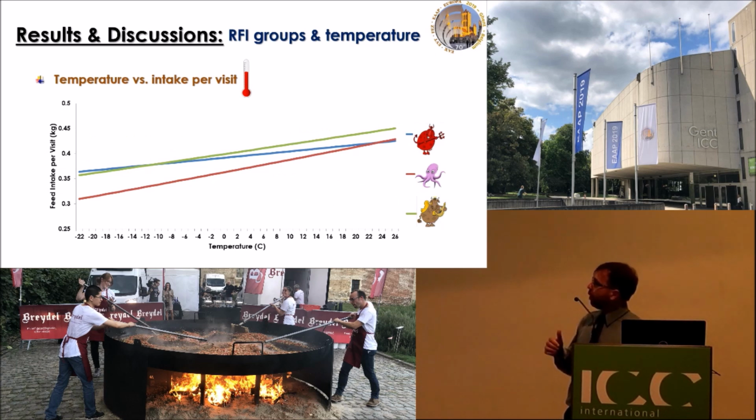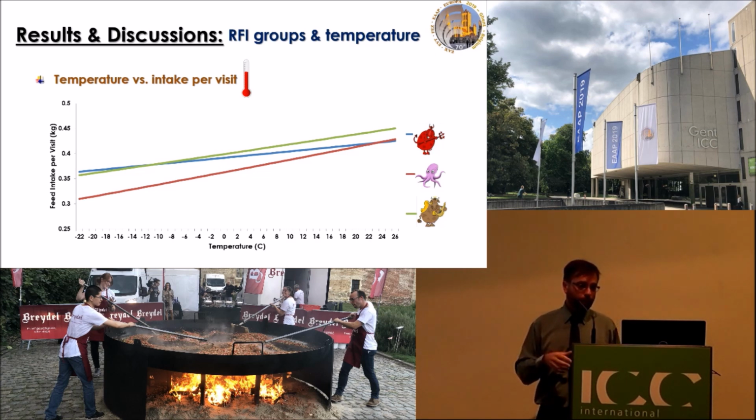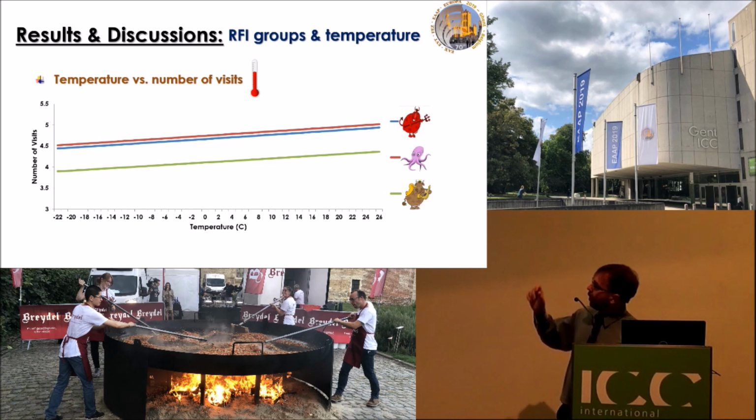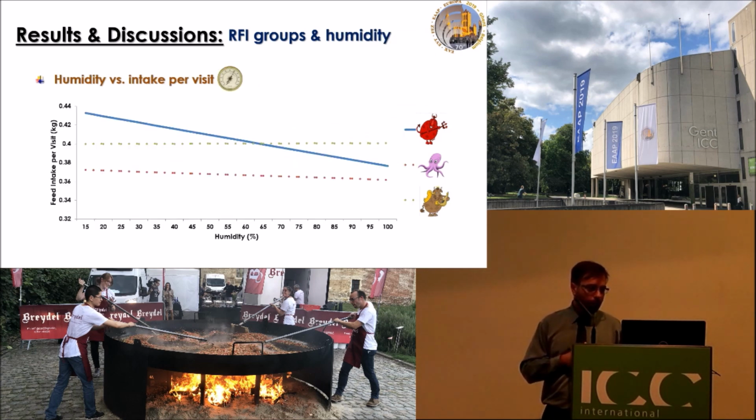And then look at the temperature versus intake per visit. You could see that the lines have this distinct slope, they're going in different directions. And the 3 slopes, in this case, were significant. So there are a few differences according to these phenotypes when it comes to the effects of temperature on their intake per visit. And then when you look at the temperature and number of visits, it's interesting to see that the 3 curves follow the same pattern, so they're responding to that in a very similar fashion.